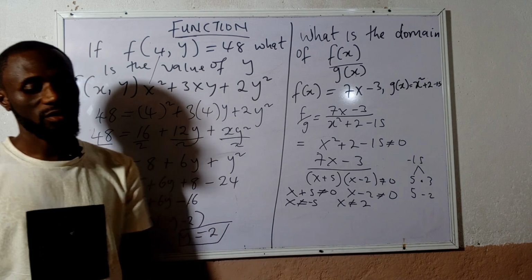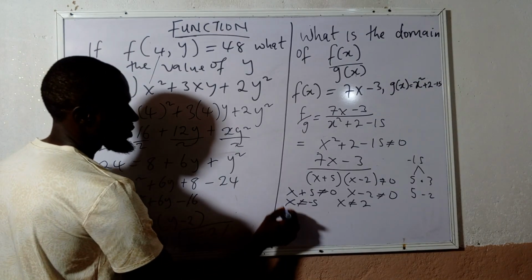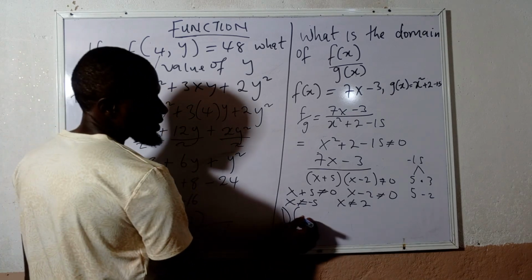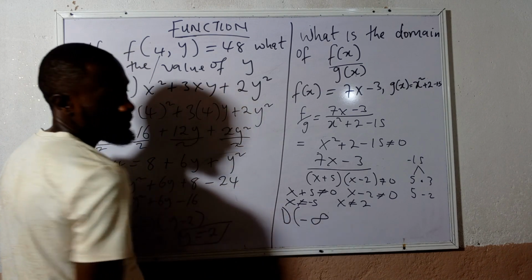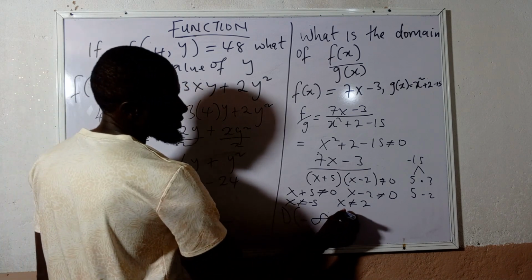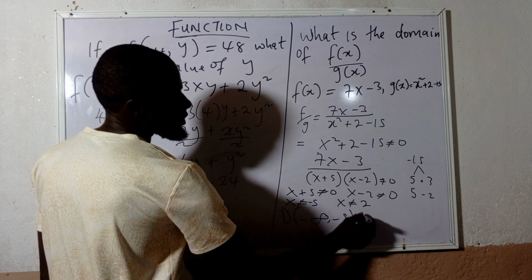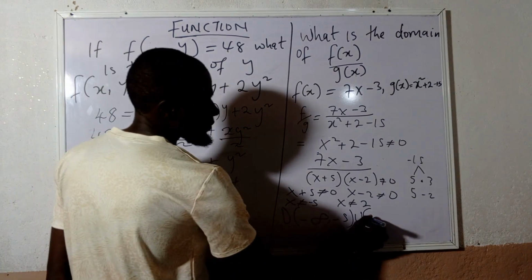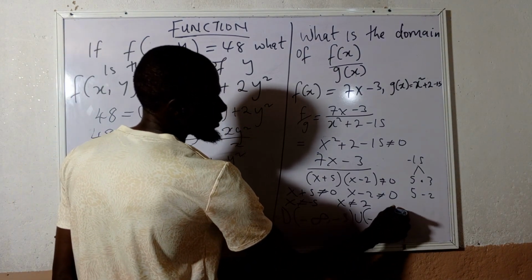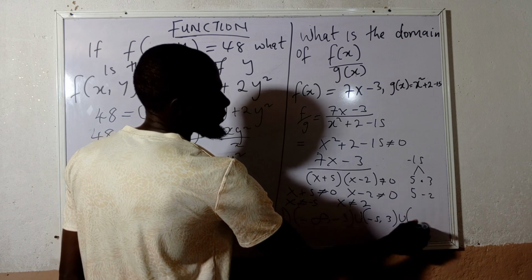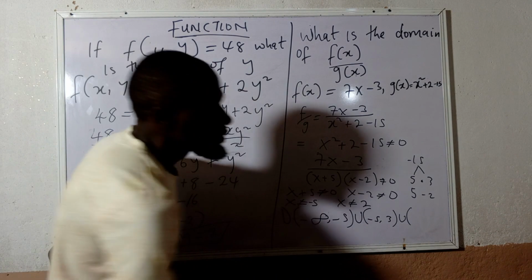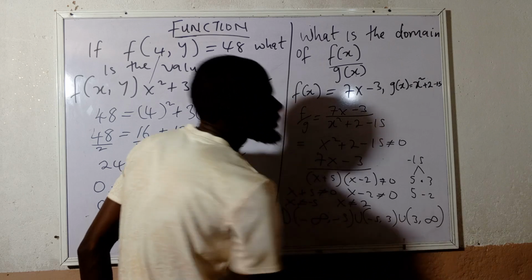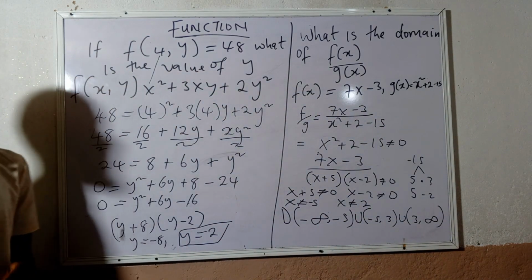Then, for us to find the domain of the function, we can say the domain of the function is equal to from minus infinity to minus 5, union of minus 5 comma 3, union of 3 comma infinity. That's the answer.